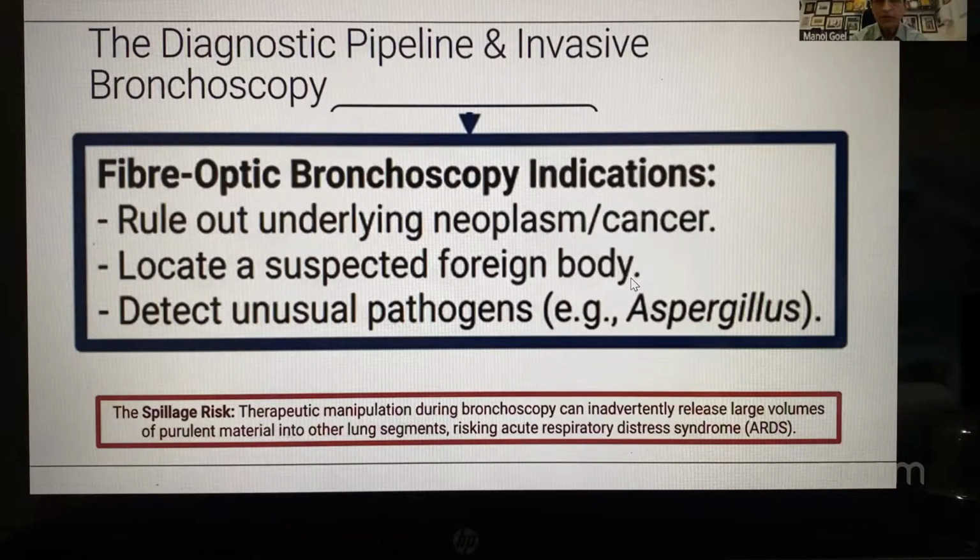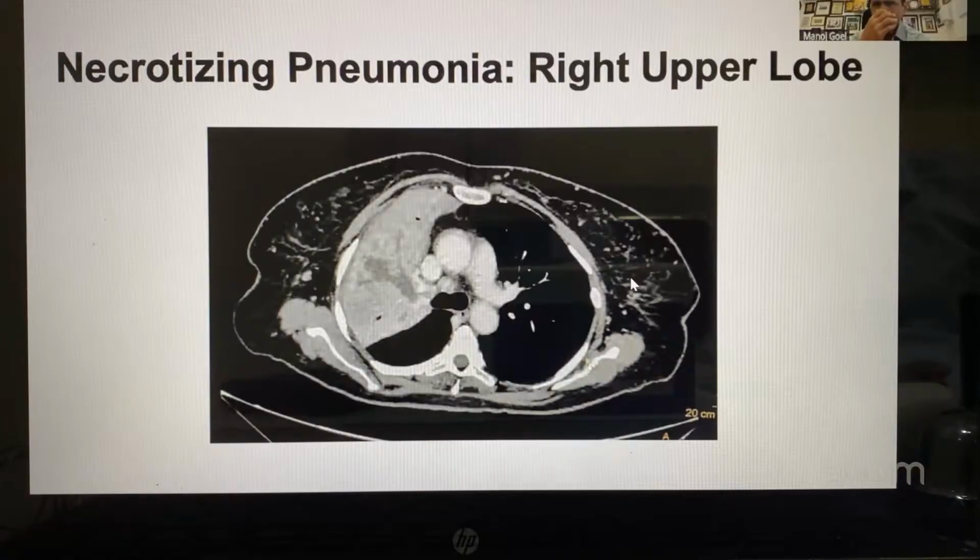The therapeutic manipulation during bronchoscopy can inadvertently release large volumes of purulent material into the other lung segments, risking various complications like aspiration pneumonia and even ARDS. And the results of the bronchoscopic drainage are also not very great, as a matter of fact.